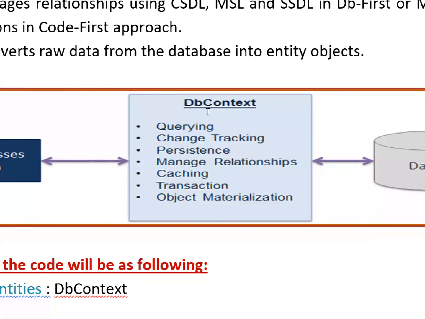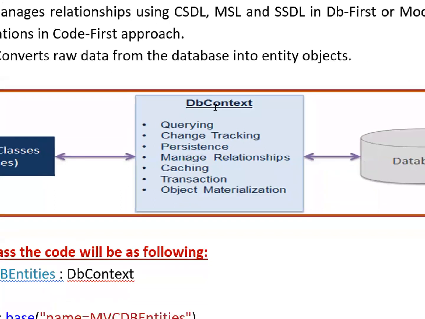We can use it for querying, change tracking, persisting, relationship management, caching, transactions, and object materialization. I will show you all these things. Don't worry, we will try to understand each and every one of these features. For everything, who is responsible? The DB context class.